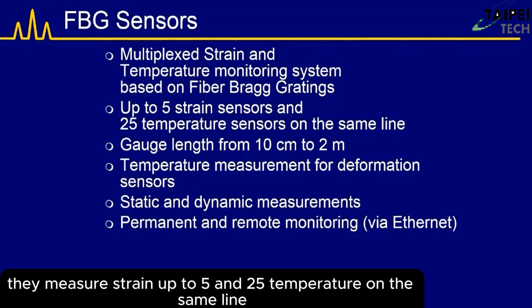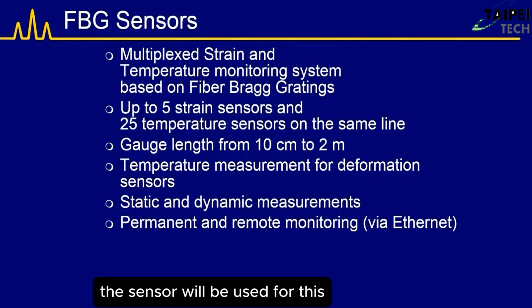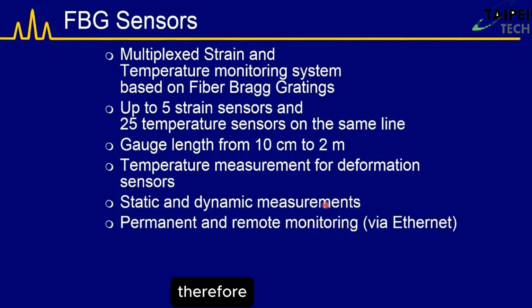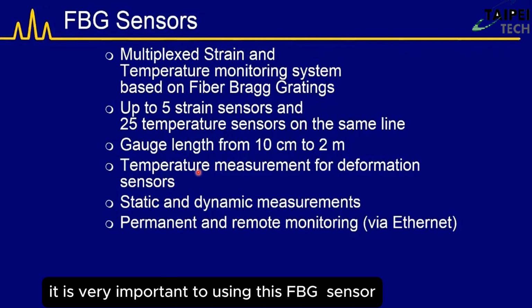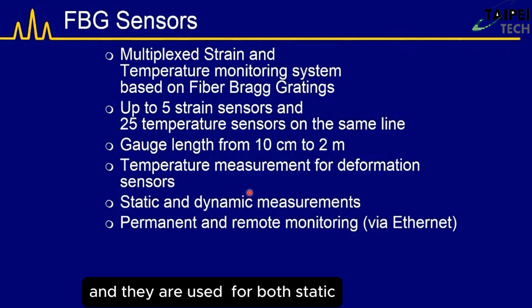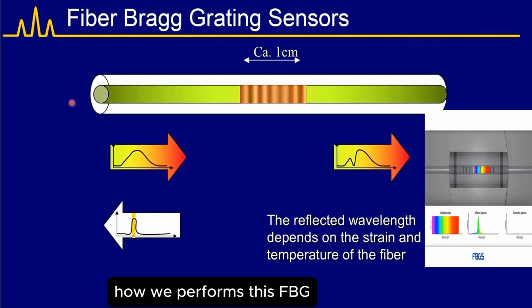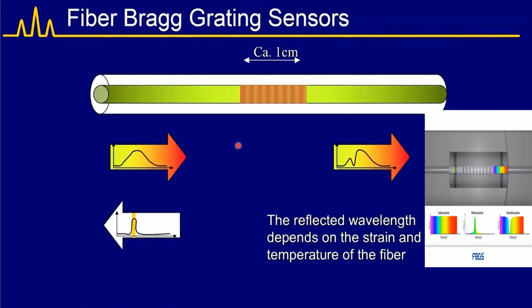They have measured strain up to 5 to 25. The sensor will be used for measurement of temperature, and also the gauge length will be 10 centimeters to 2 meters. Therefore, it is very important to use this FBG sensor, and they are used for both static and dynamic environments and permanent use. The permanent and remote monitoring will be via Ethernet. It is how we perform this fiber Bragg grating tracking.